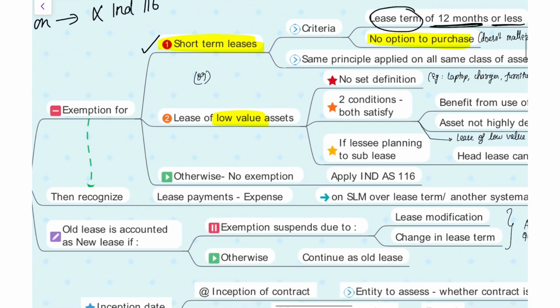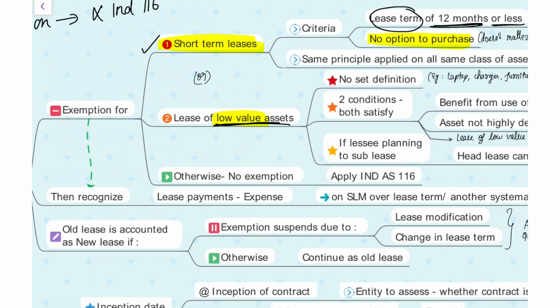Or if it is a lease of a low value item also, you have the option to claim the exemption where you need not apply Ind AS 116. So what is a low value asset? As examples, low value assets are laptops, chargers, furniture, which in proportion have a very low value.